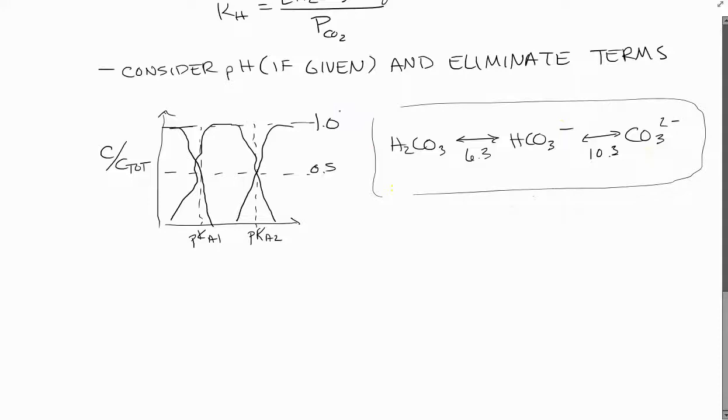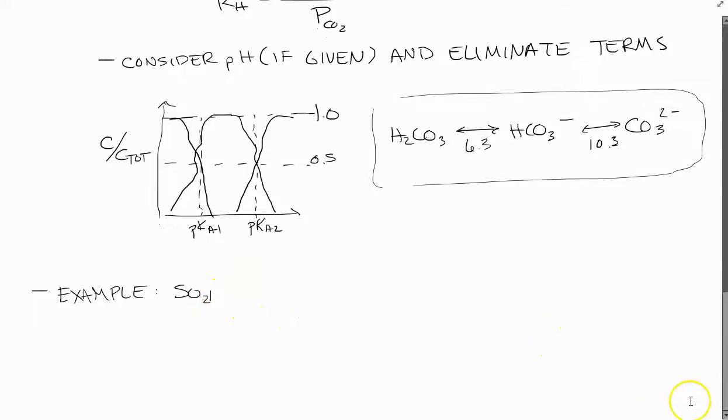Okay, so carbonate is really important for environmental engineers. I also want to look at sulfur dioxide. It's very important in acid rain. But let's say you've got a problem with sulfur dioxide and you don't know what it does. Our first step: sulfur dioxide is a gas, so we'll check the KH table.